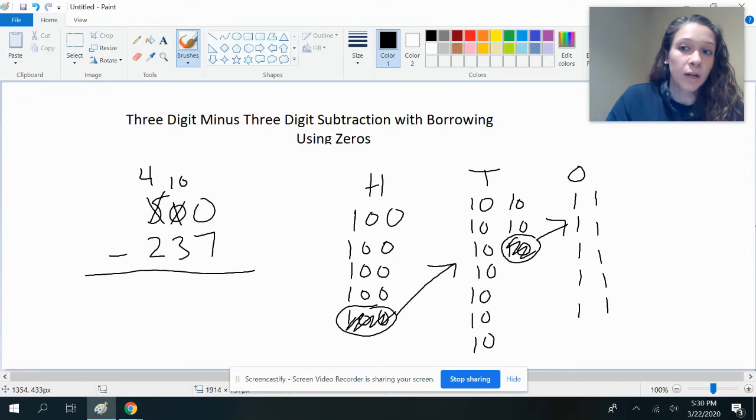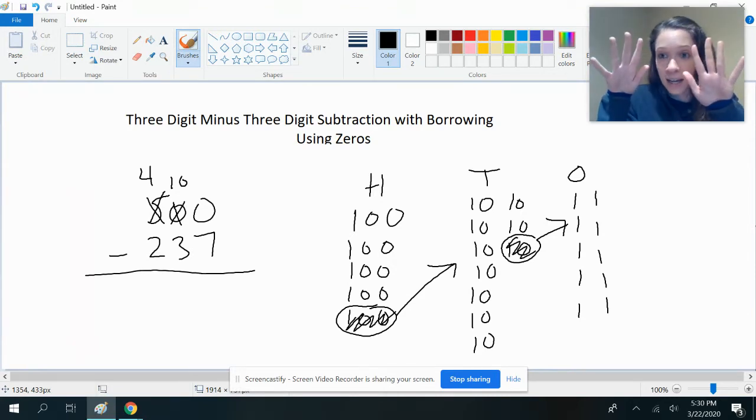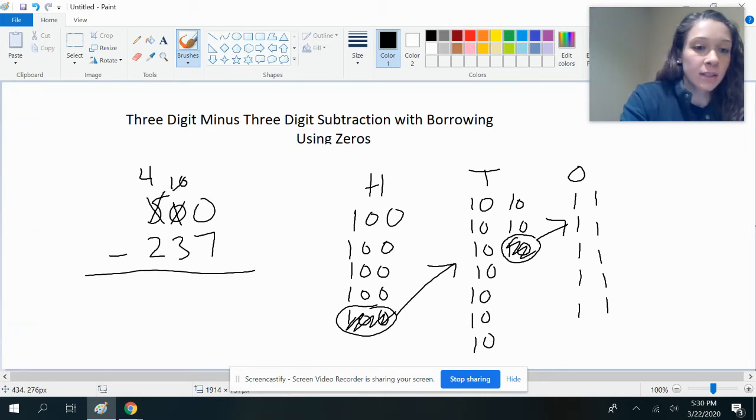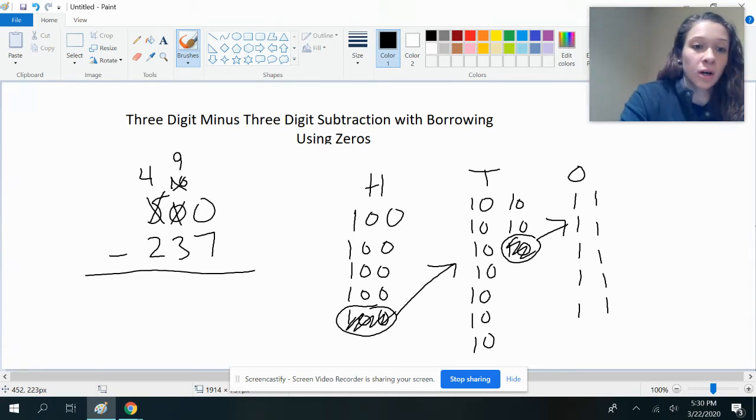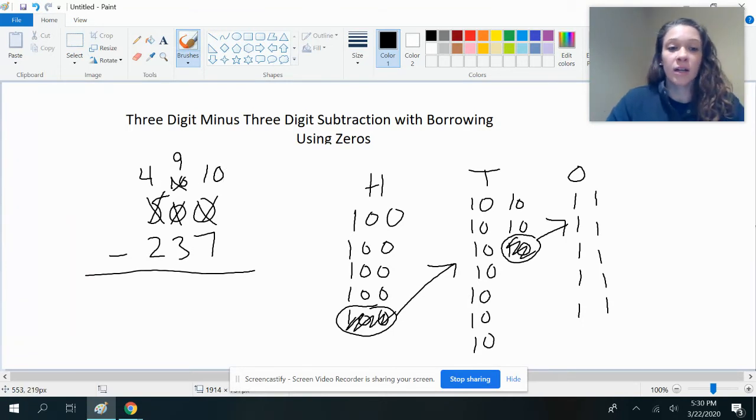Now let's go over to our numbers and show what we just did. So I had 10 tens in my tens place. I just took one away, so now I have 9 tens. So I'm going to cross out the 10, make it a 9. Okay, and then originally I had no ones in my ones place, and I just added 10 ones. So I'm going to cross out that 0, make it a 10, and now I have enough ones to subtract from. So I have 10 ones, take away 7.